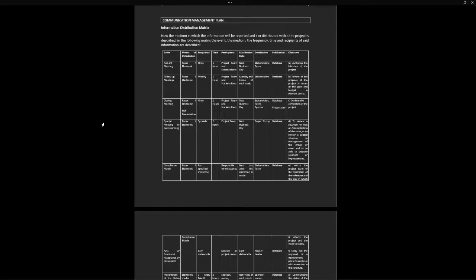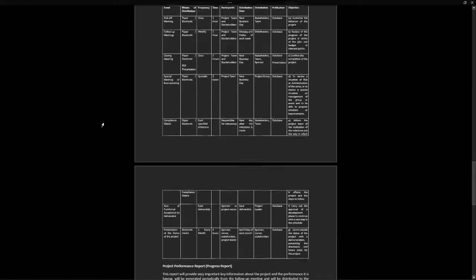It's something sporadic. It depends on the moment, basically, of whether we need to make a meeting like this or not. 2 hours maximum. Participants only the project team. Distribution day the next business day. Distribution project group. A publication on database. And the objective of it is basically to review a situation of risk or administration of the same time, or to review a special situation on management of the group or event to be able to propose solutions or improvements.